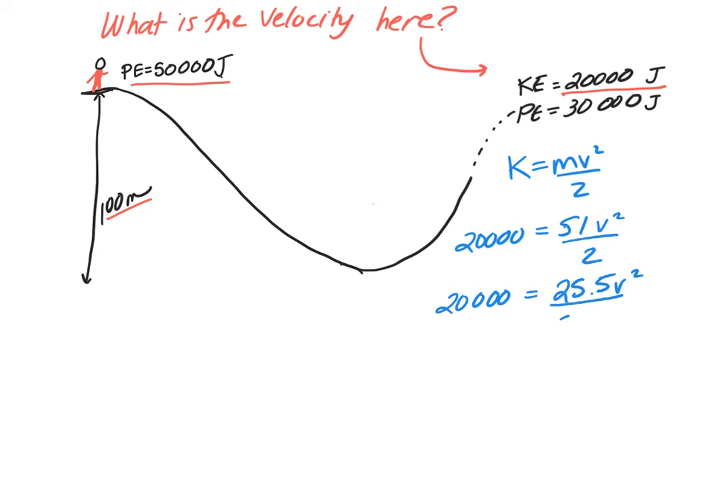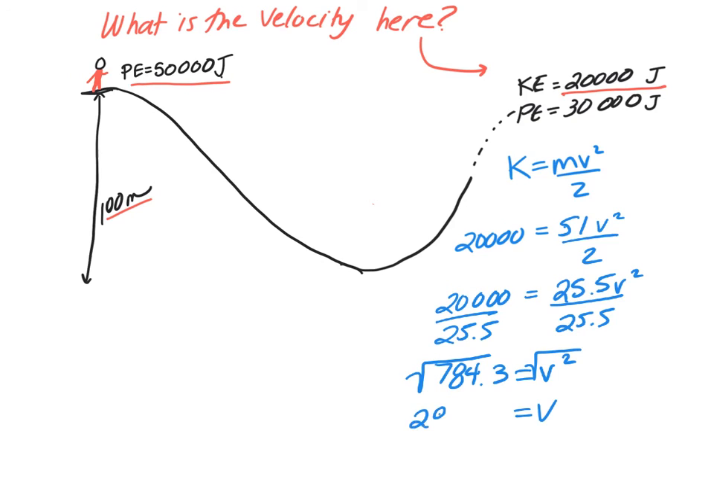So now we can divide by 25.5 on both sides. And we get 784.3 is equal to v squared, and we're going to take the square root of both sides. So we're going to get our velocity of 28 meters per second. Box it up, Physics Christmas.